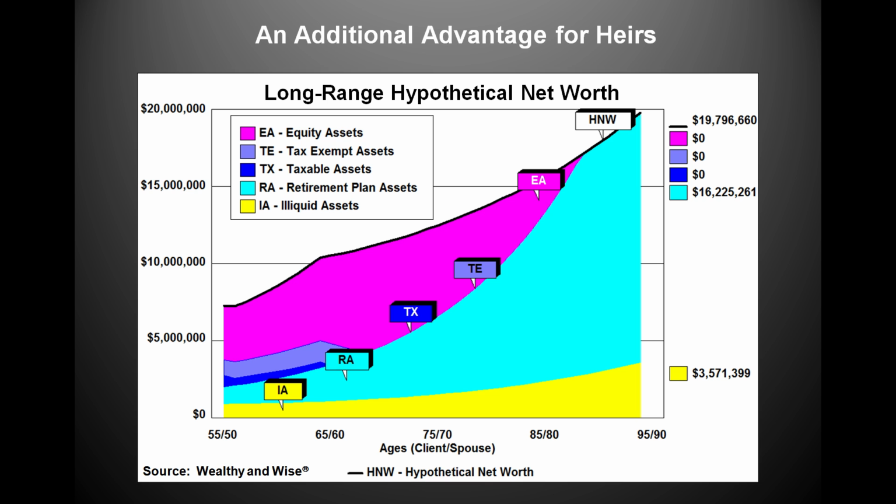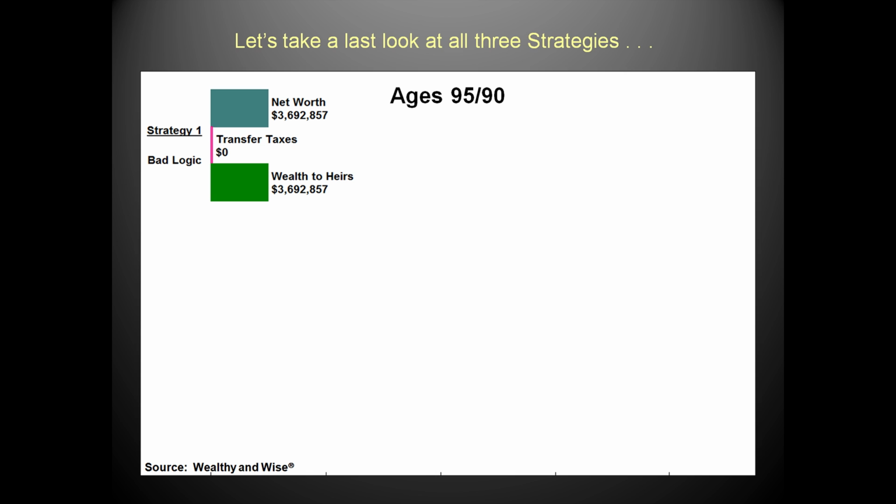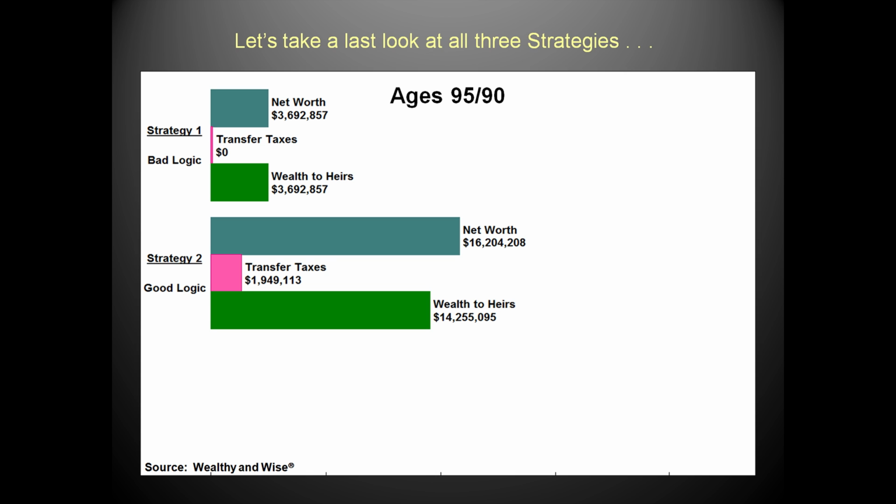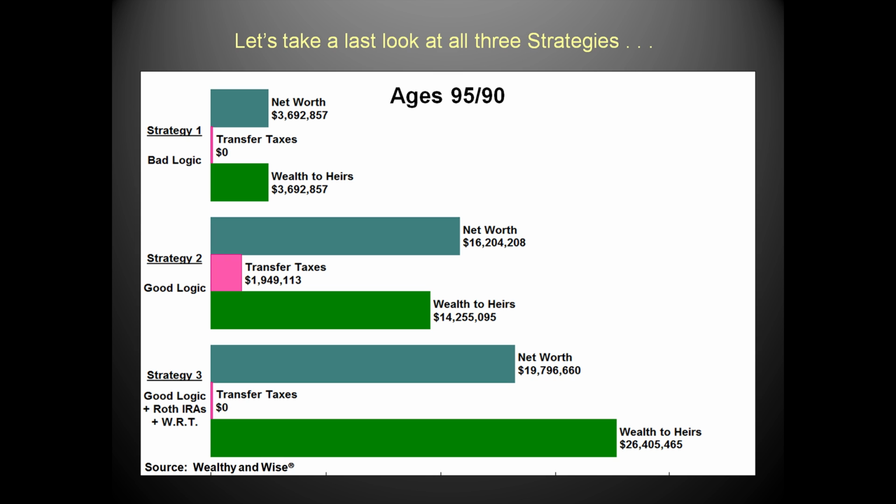So let's take a last look at all three strategies. First, the bad logic, then the good logic. Finally, good logic plus Roth plus wealth replacement trust. Imagine the reaction of a client who sees a comparison like this. You don't want your client seeing it from a competitor. It's just one example of the comparative logic of Wealthy and Wise.